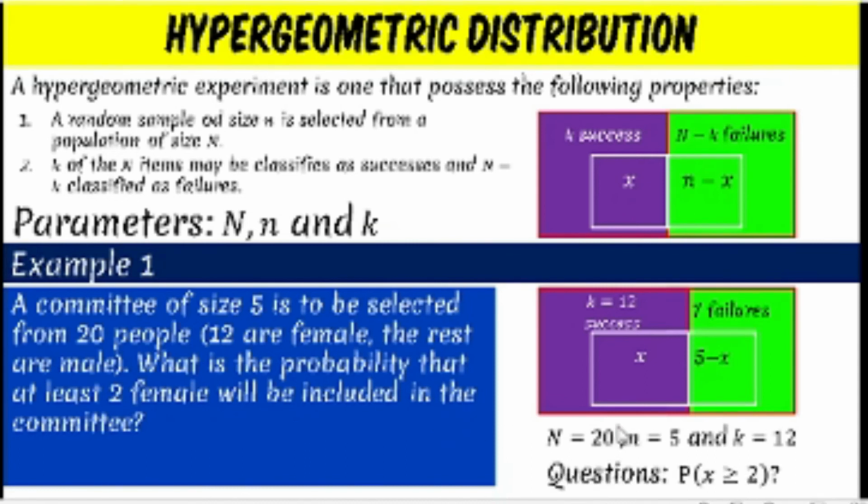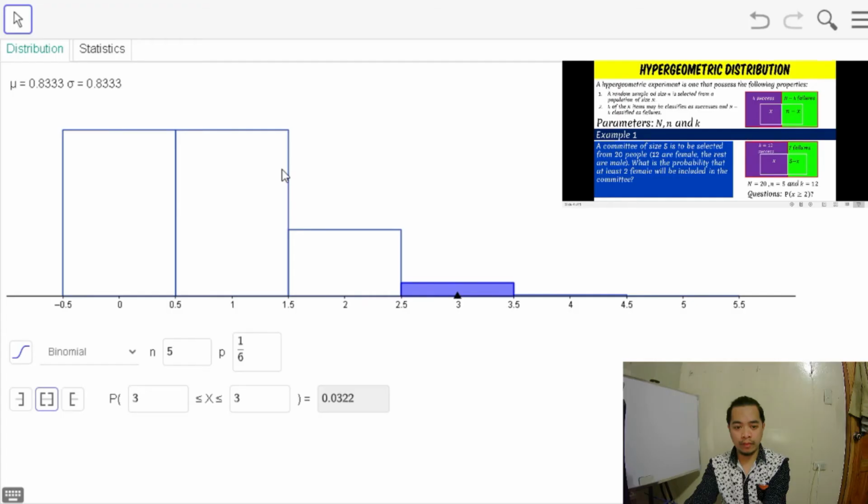Again, the mathematical equivalent of our problem is that the probability of x is greater than or equal to 2, because the keyword here that we use is at least. So x could be equal to 2 or 3 or 4 or 5. Of course, we stop with 5 because there should be only 5 people in our group.